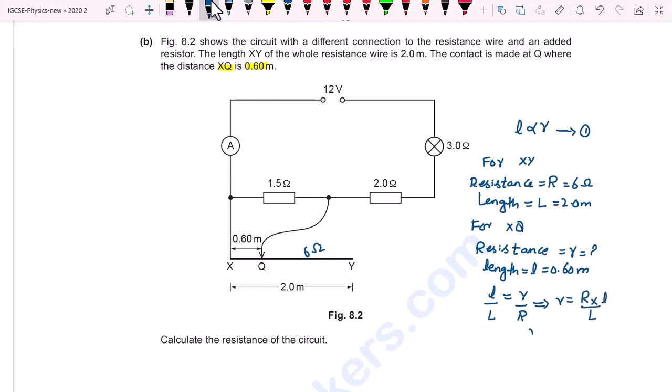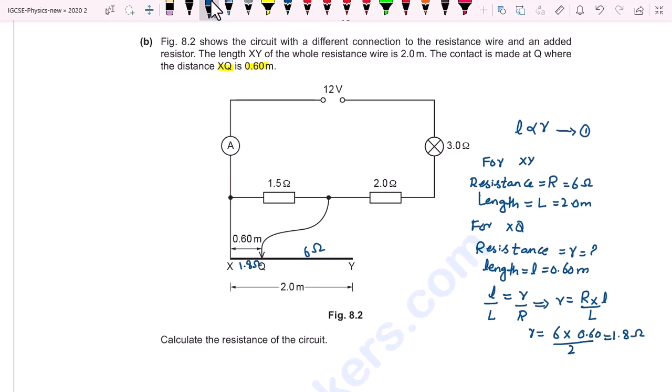Now put the values here. r comes to be 6 multiplied by 0.60 divided by 2, and it comes to be 1.8. It means that the resistance between X and Q is 1.8 ohms. Now, you can see that this resistance and this resistance 1.5.